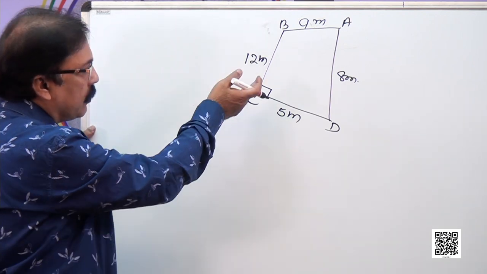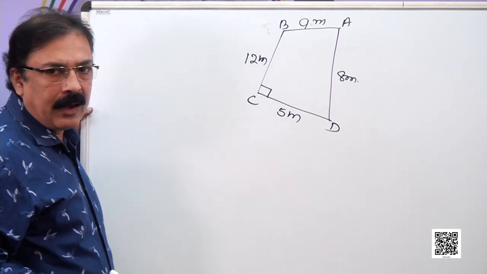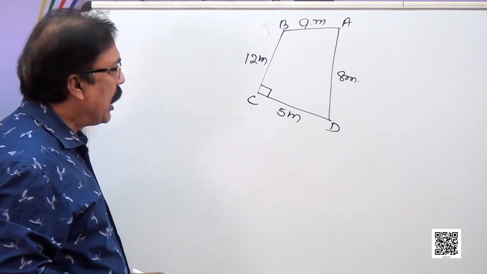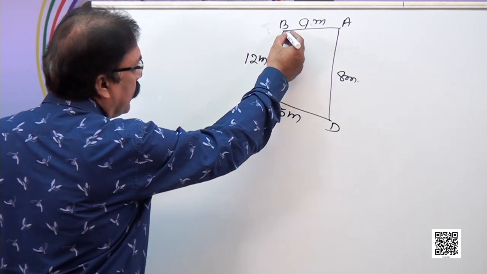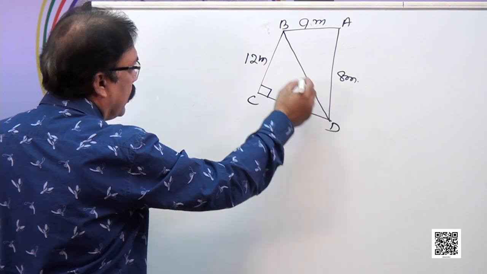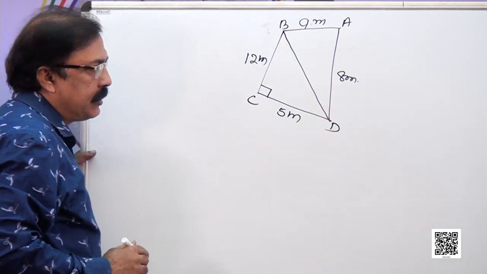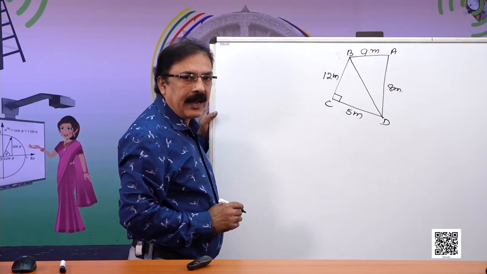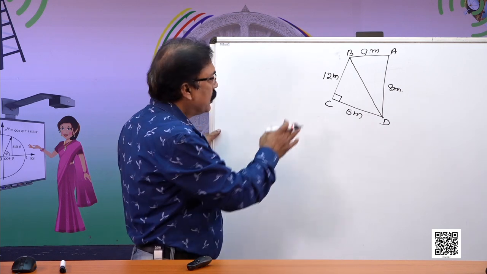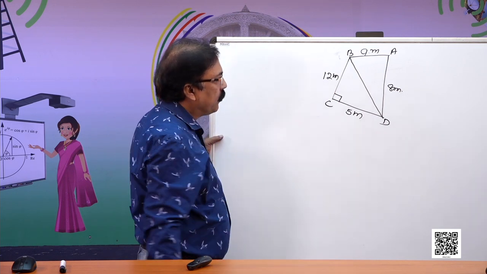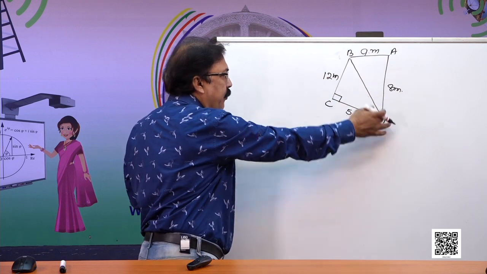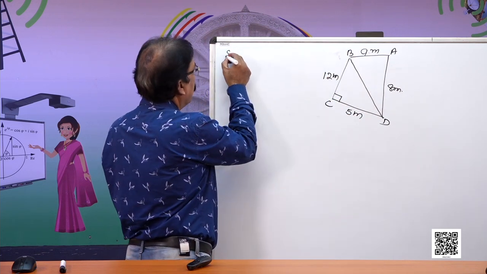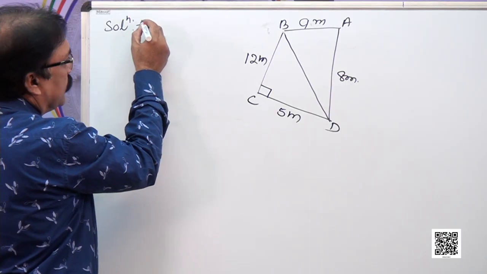So here there is no diagonal. We have to find the diagonal. How to find the diagonal? If we join BD, this BCD is a right angle triangle. So by using Pythagoras theorem, we can find the hypotenuse. So the solution is like this.